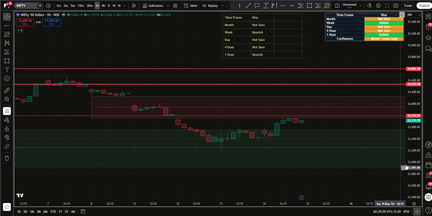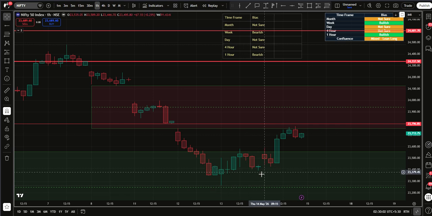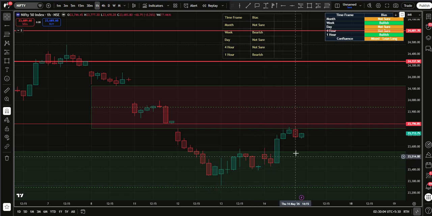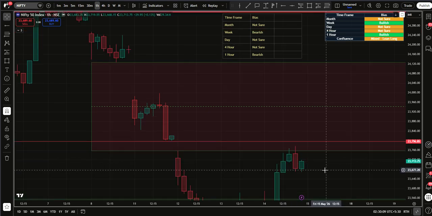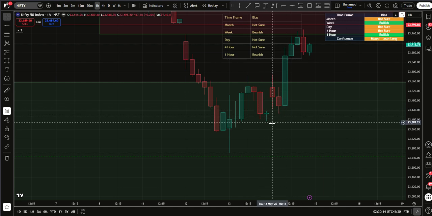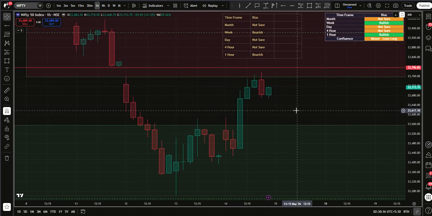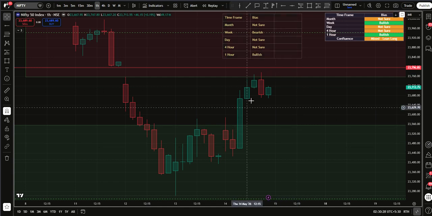Coming to the hourly time frame, on an hourly time frame, Nifty, yes, it was bearish yesterday, but here you see this is a swing low. This is a higher low. Is it a higher low there? That's not a higher low. So this is a swing low and this is a higher low. So on hourly time frame, it looks brilliant. It is bullish. And there is a fair value gap here.